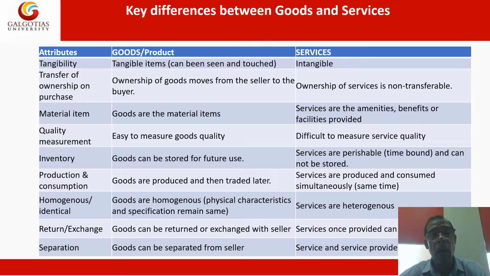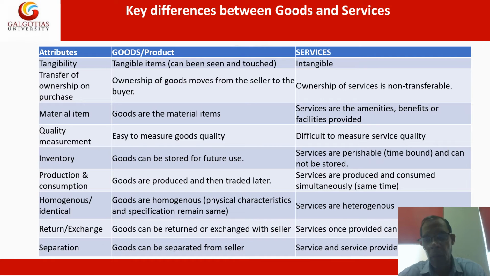These are some differences explained in tabular form. Tangibility, I have already explained. The goods are tangible. They can be seen and touched, while the services are intangible. Transfer of ownership: goods once sold to another person, the buyer becomes the owner. While in case of services, the service provider remains the owner of the service. Material form: goods are in material form, while services are amenities, benefits, or facilities being provided.